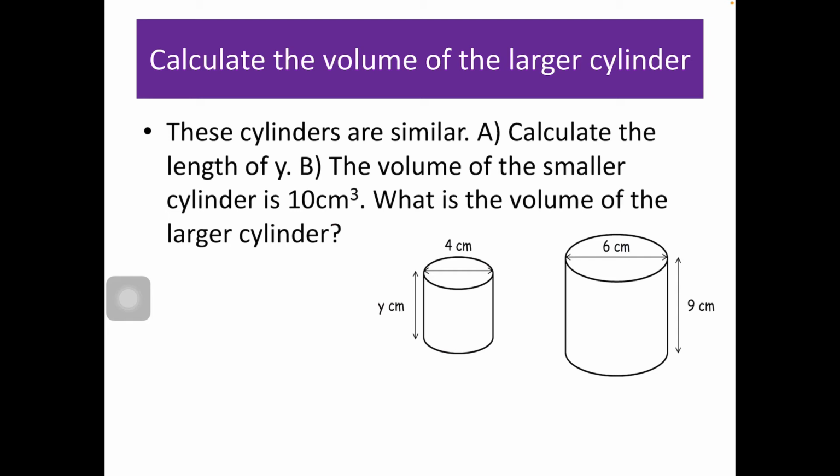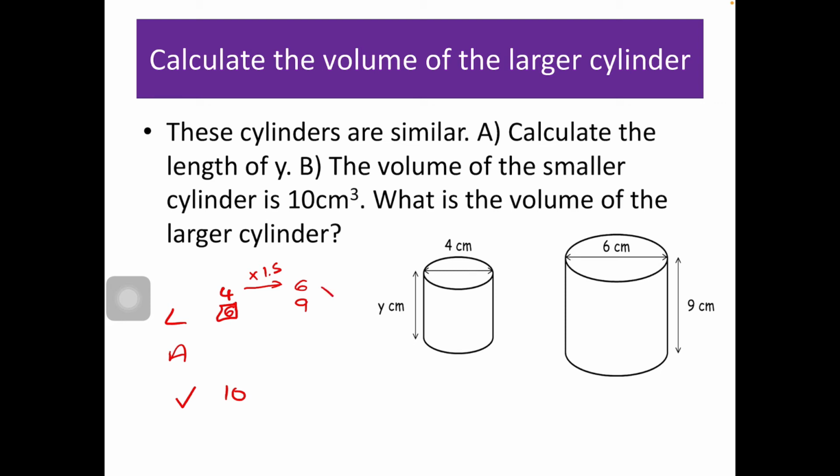Okay, so length, area, volume. So we have 4 and 6, something and 9. So I need to work out what comes in here as well. And then I've got a volume of the smaller cylinder being 10. So my length scale factor is times by 1.5. So I can find my missing length by doing 9 divided by 1.5. So I'm going to have a missing length of 6.